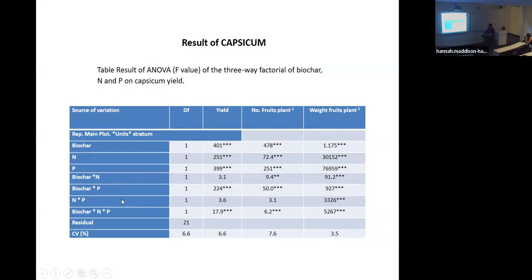Nitrogen fortified with phosphorus was not significantly affecting yield and the number of fruit per plant of capsicum here.